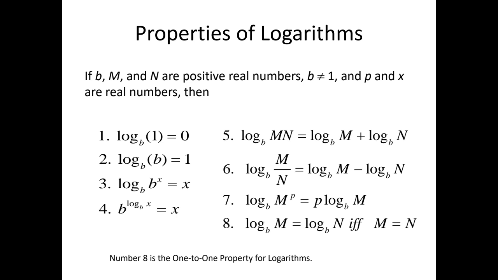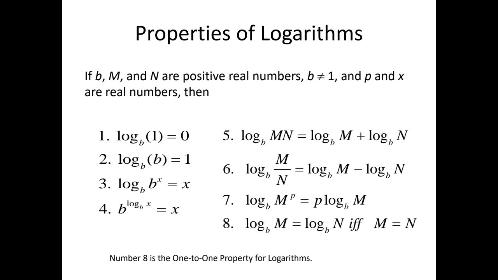Number 7 is called the power property or power rule that says that when you have a log of base b of a value and you have an exponent on that value, you can multiply that exponent to the log. So here my exponent is p. I would multiply p to the log of base b of m. And then the last one is the one that we've been covering, which is our one-to-one property. For two logs to be equal to each other, again, we covered it already, the bases have to be the same, and my inputs have to be the same.